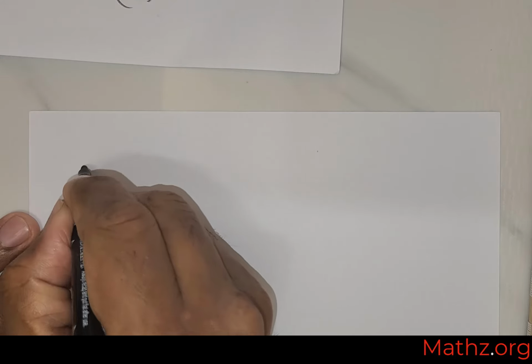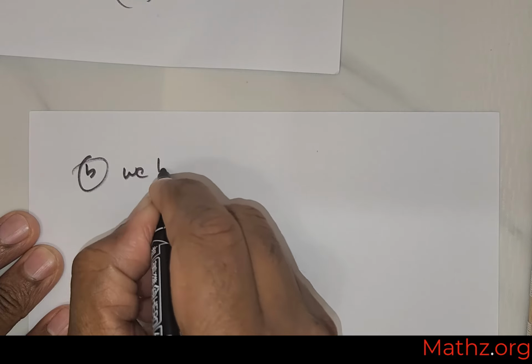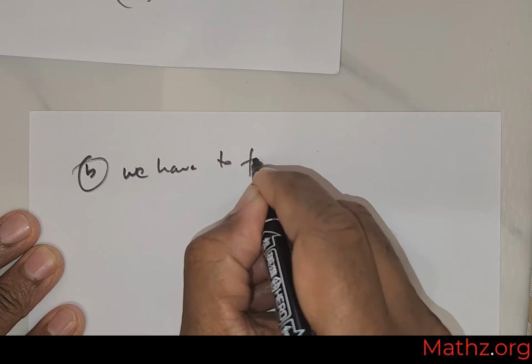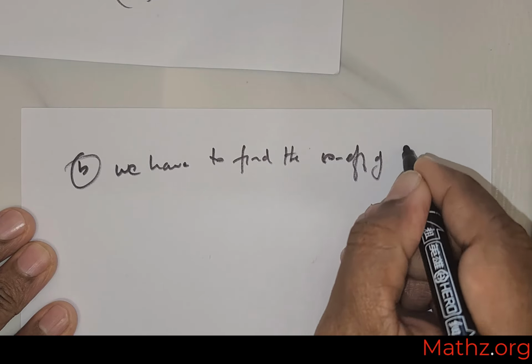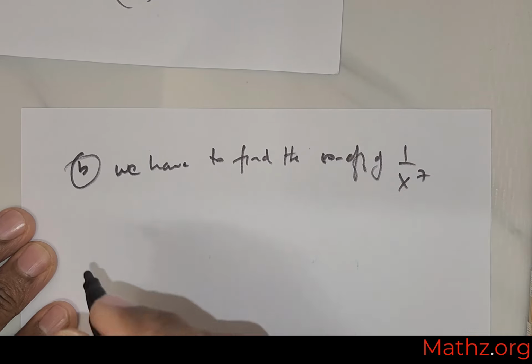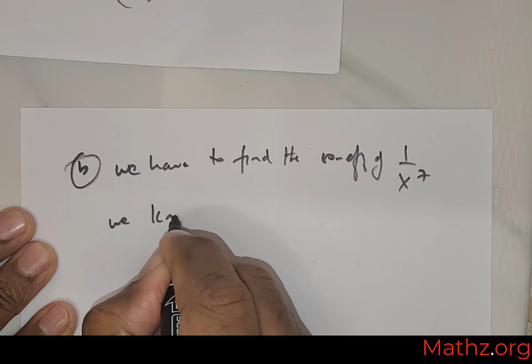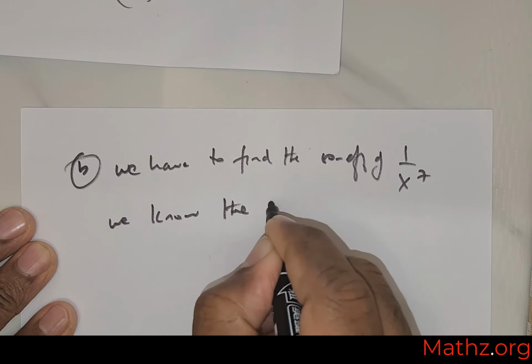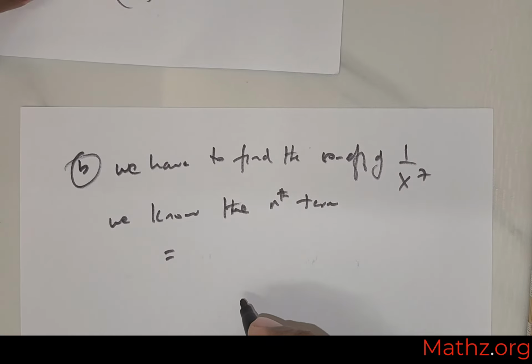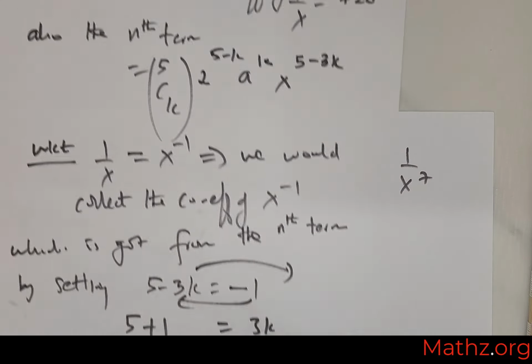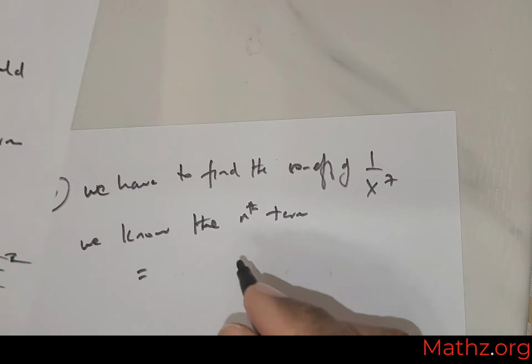Now the next part is part B. We have to find the coefficient of 1 over x raised to the power of 7. Now we know the nth term. So what is the nth term we know? Go back and get the nth term. This is what we have got. So write that.